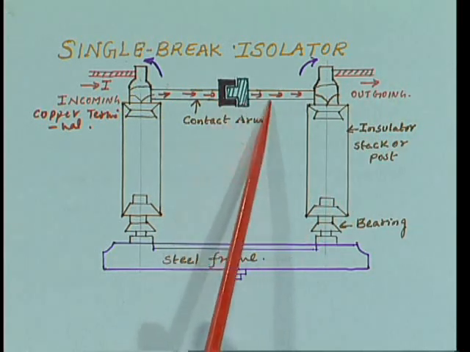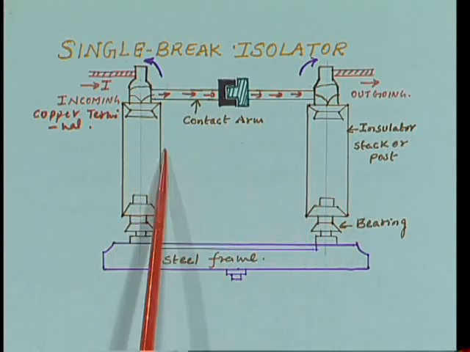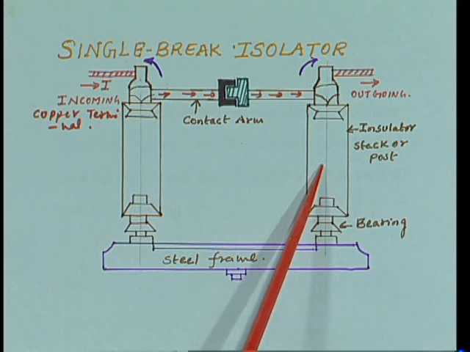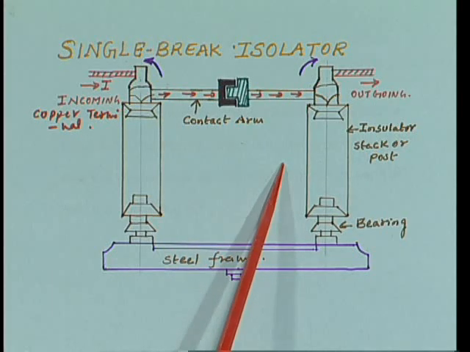So how does this operating or contact arm work? This is actually a single pole. Like this, a set of three poles will be there. In three poles, six insulators come. In a single pole, two insulators come. And all these three poles are interlocked with a common handle system.